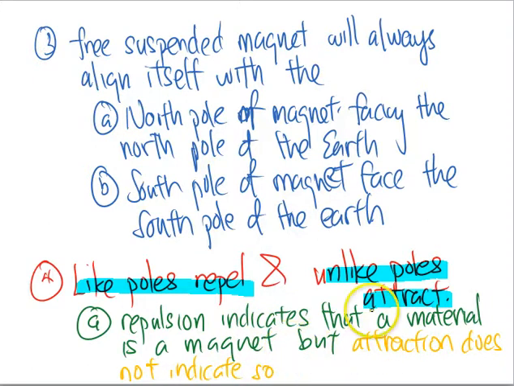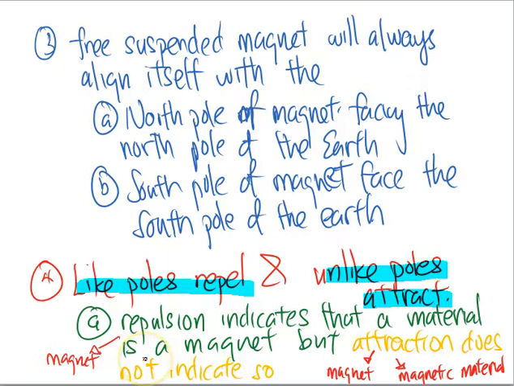You know why? Because if there's attraction, it may be a magnet or it may be a magnetic material. We do not know which of it is. But once you know that there's a repulsion, definitely it's a magnet. This is definitely for sure. Once there's a repulsion, it must be a magnet. So these are the properties of your magnet. Just take note of this.